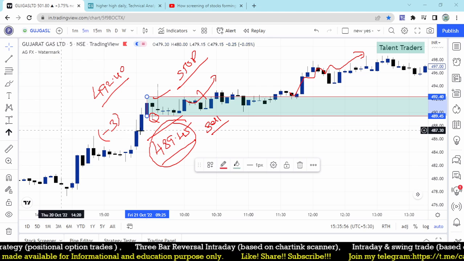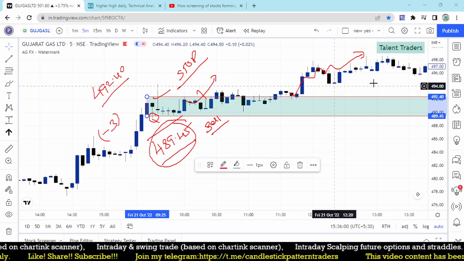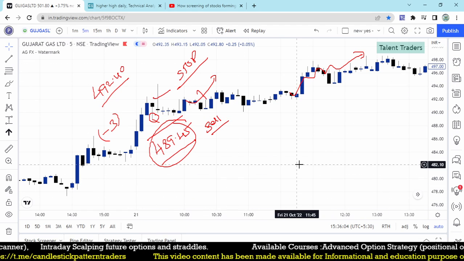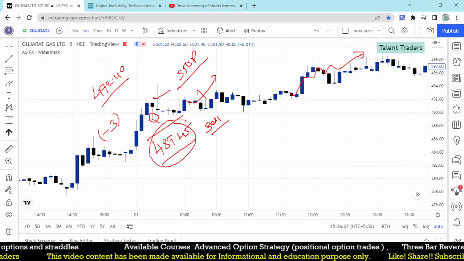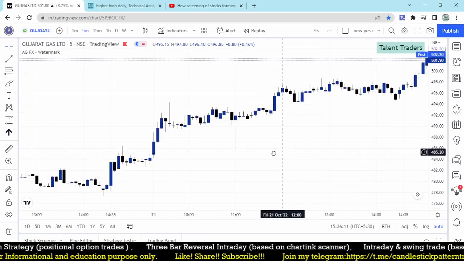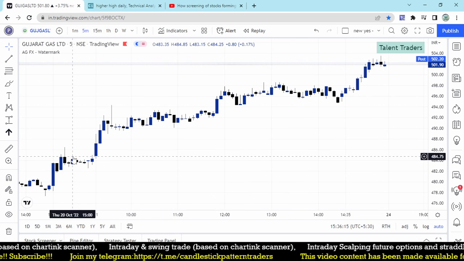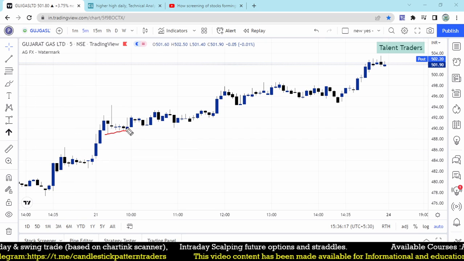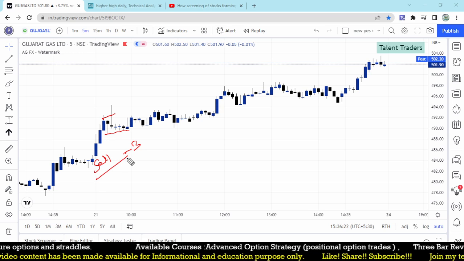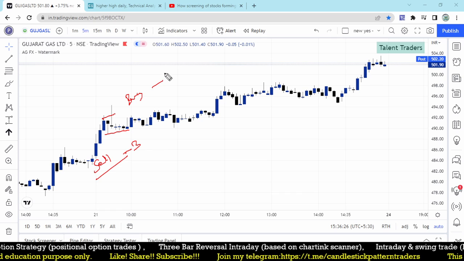And if you are making your 1:1 or 1:2, whatever the targets, or if you are waiting for the end of the day, there is a good chance you are going to make a profit from this stock. And finally, what happened on that? Let's look at this, and it went up to more than 503. So the initial trade made a loss of 3 rupees. The first sell entry gave me a 3 rupees loss, and the second buy entry generated me more than 10 rupees.